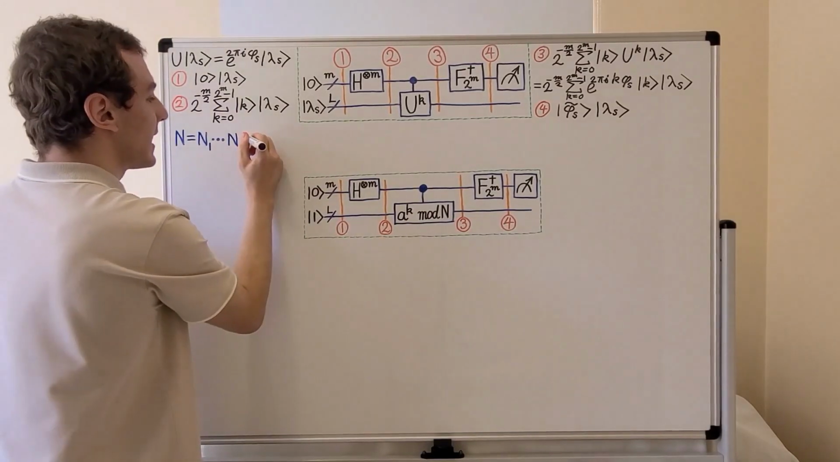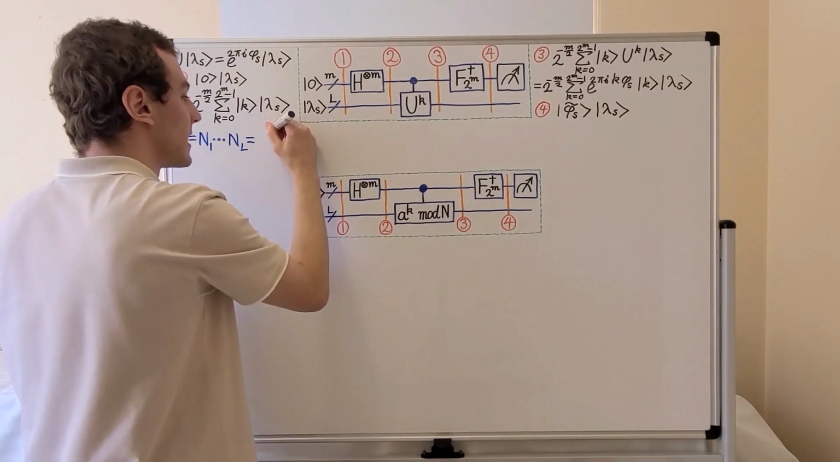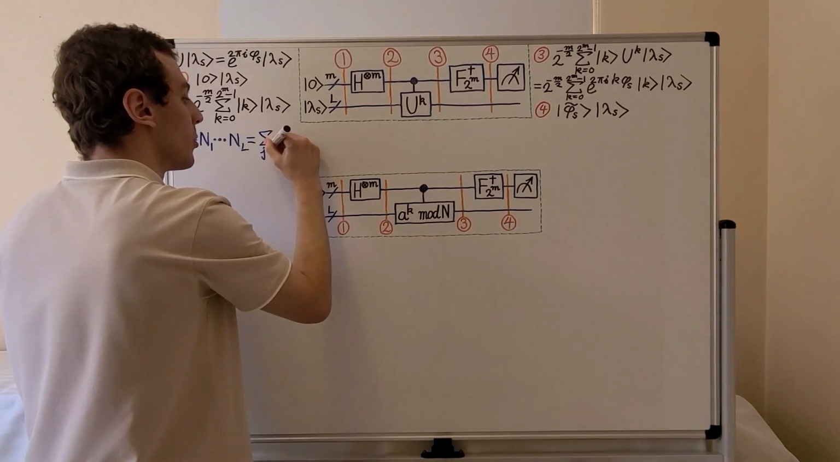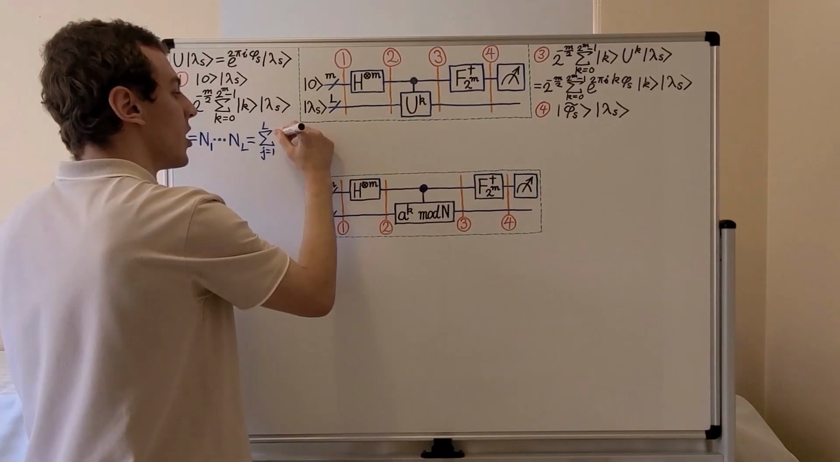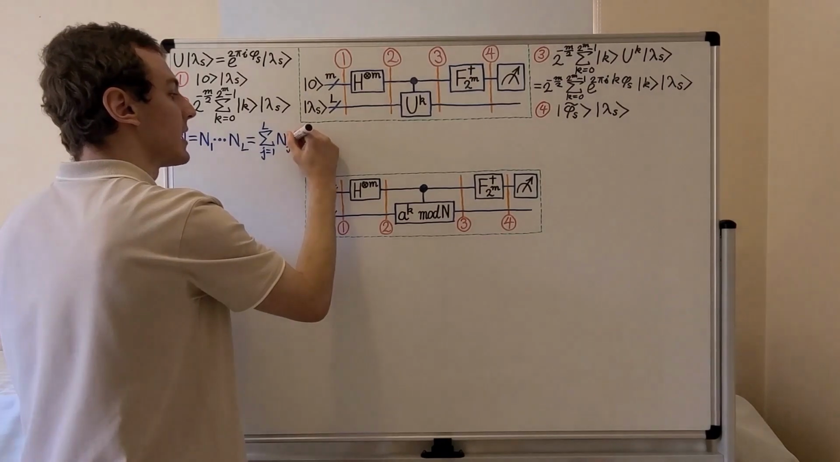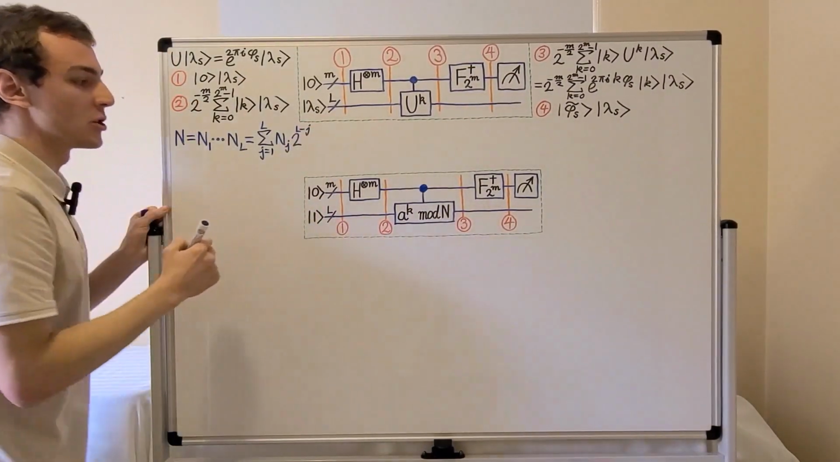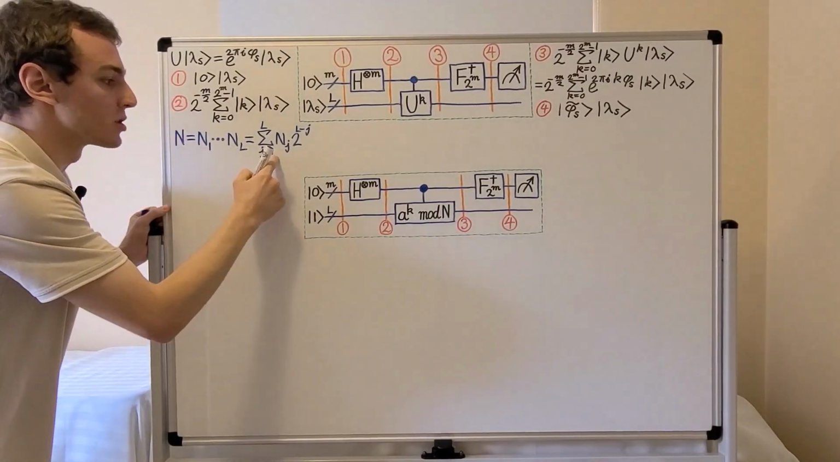We can write this in summation notation. So we can write this as the sum over some index j going from 1 up to L of n sub j times 2 to the L minus j. So let's consider the case where j equals 1.